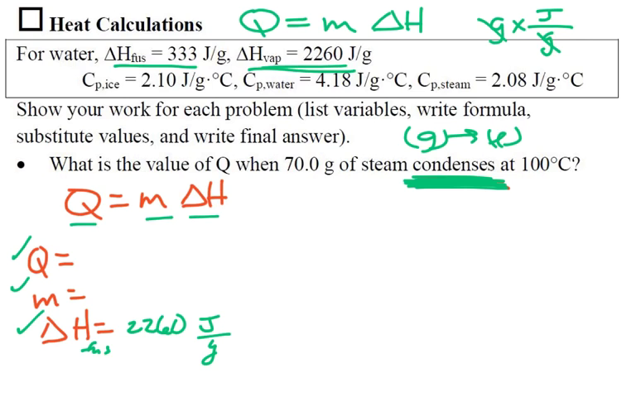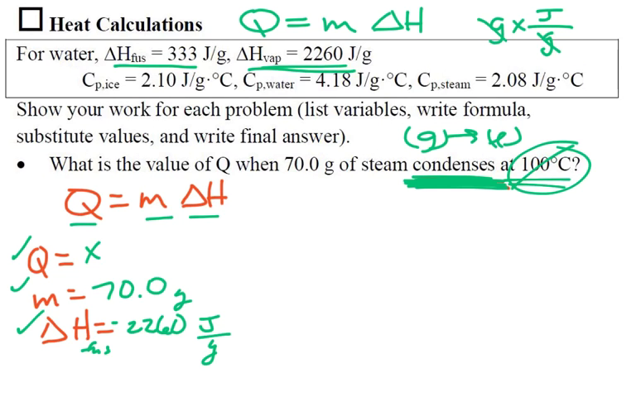What's the value when 70 grams, so that's the mass, of steam condenses at 100? At 100, we don't really need to use that number. It's just the proper way. It's going to boil at 100, it's going to condense at 100, so that's the proper number to use in the problem, but we don't need it mathematically. We're looking for Q. Notice also that since this is condensing, it's going to give off heat, so really the value is going to be negative Q. This delta H is actually negative 2260, but you can put that in later.